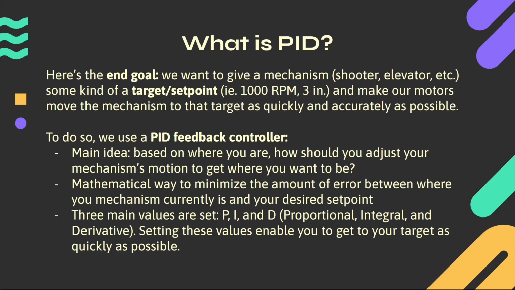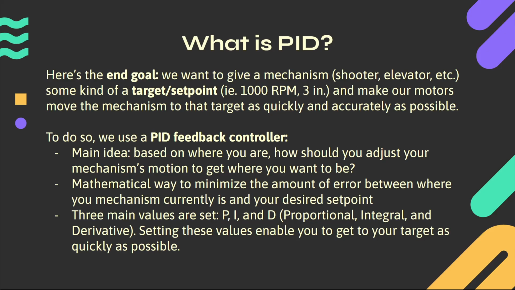There's also tons of YouTube videos online that can explain the math behind PID. Our goal isn't to explain the math, it's to explain the intuition so that you can get to implementation as quickly as possible. So here's the main idea that we're trying to cover. We want to be able to understand where we are right now, where the mechanism is right now, and how we can adjust our mechanism's motion to get where we want to be, right? And it's effectively just a mathematical way to minimize the amount of error, and by error I mean that gap between where your mechanism currently is and what your desired set point is.